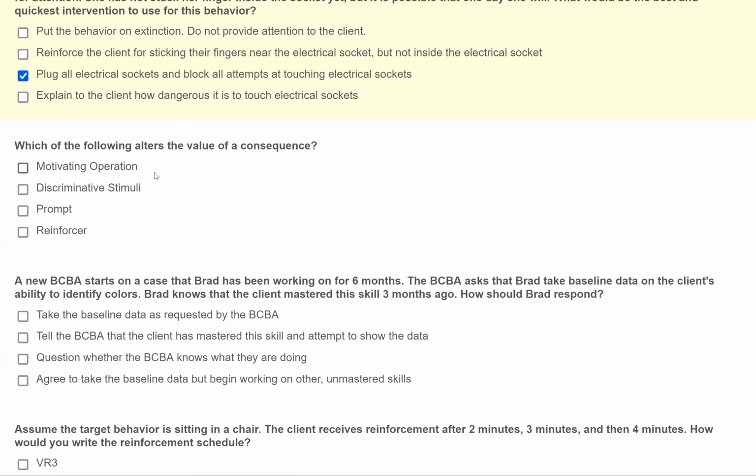it's a motivating operation. What is a discriminative stimuli? A discriminative stimuli signals something is available, right? Behaviors are reinforced in the presence of discriminative stimuli, but they don't alter the value, okay? What alters the value is our motivating operations. Clearly, a prompt doesn't alter the value of a consequence. It evokes a behavior. A reinforcer is the consequence, so it's not going to alter the value of itself. A motivating operation, an MO, is what alters the value of a consequence. That's what increases or decreases motivation.